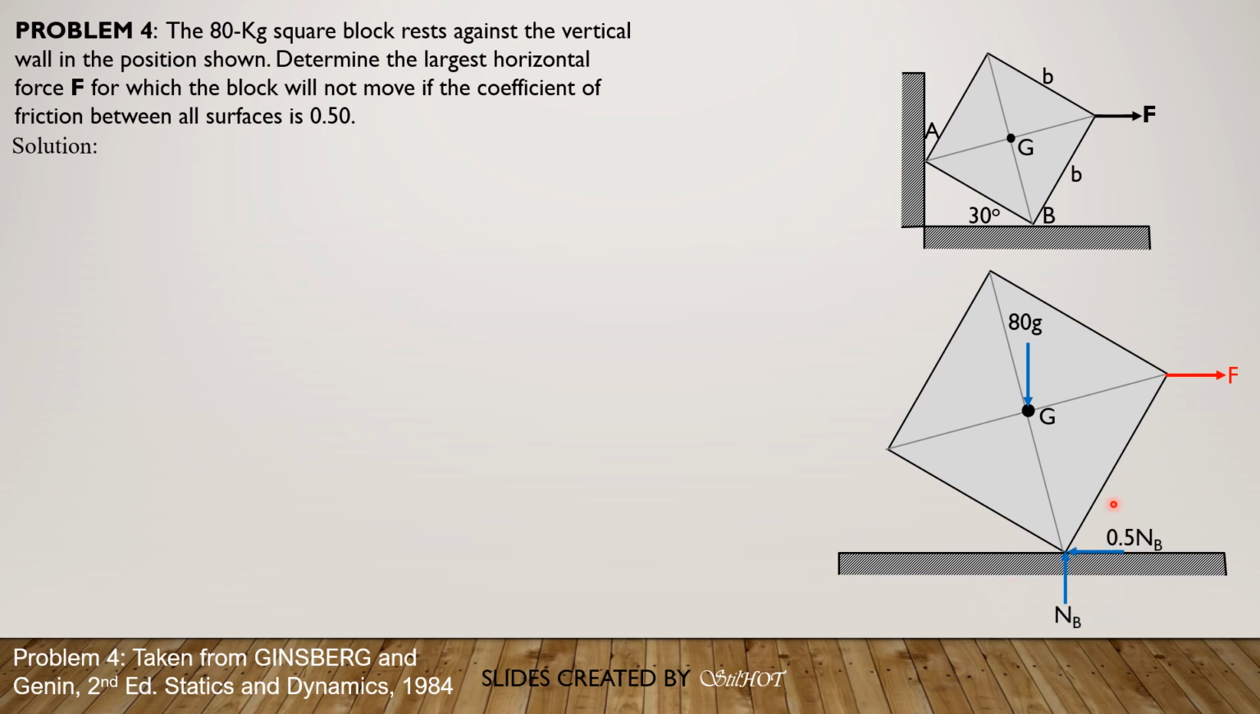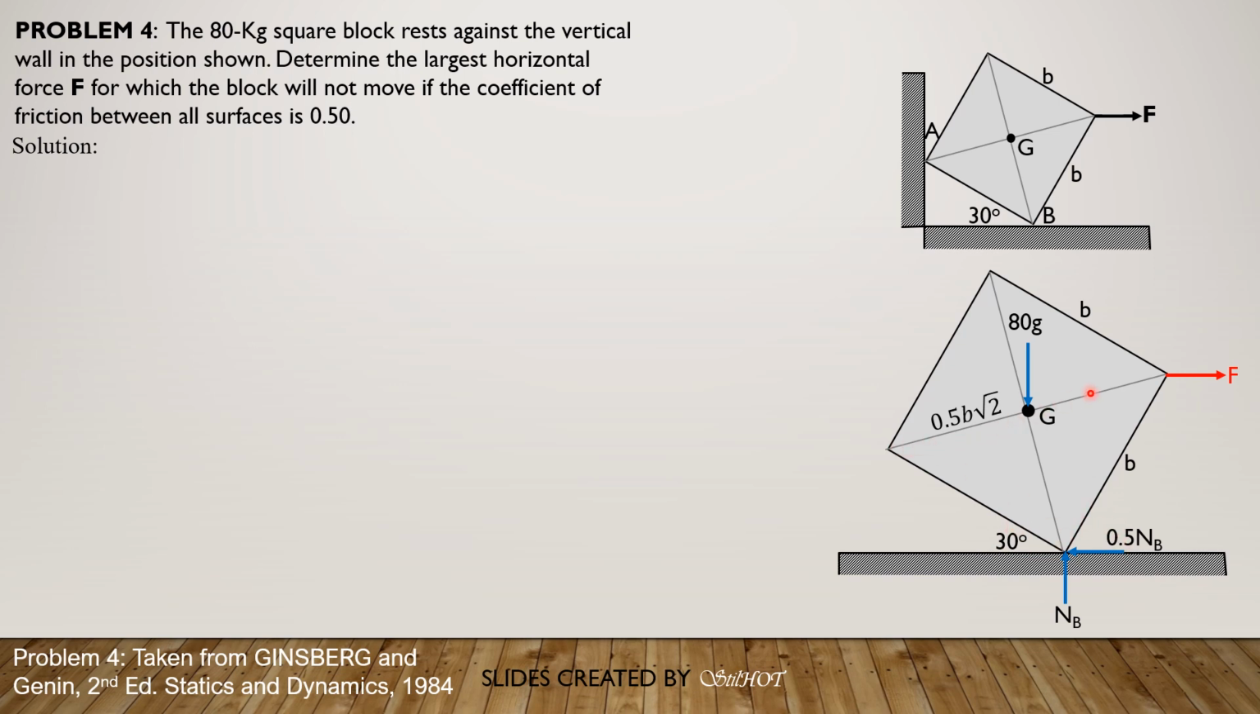So the friction force at B, because motion is impending to the right, would be to the left, 0.5 of NB. Coefficient of friction 0.5 times NB. So when sliding impends, summation forces Y, then NB equals 80 times G. So this length, by the way, is half of the diagonal. The diagonal is B square root of 2, square root of B square plus B square. Then half of that diagonal is 1/2 of B square root of 2, or 0.5 of B square root of 2. Since this angle is 30 degrees, this angle here is 60 degrees, and that's 90.